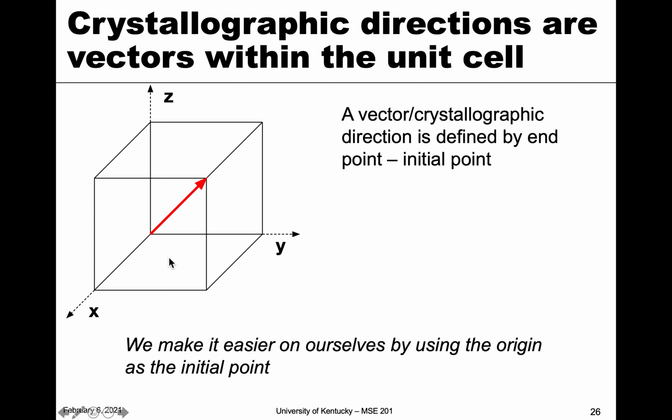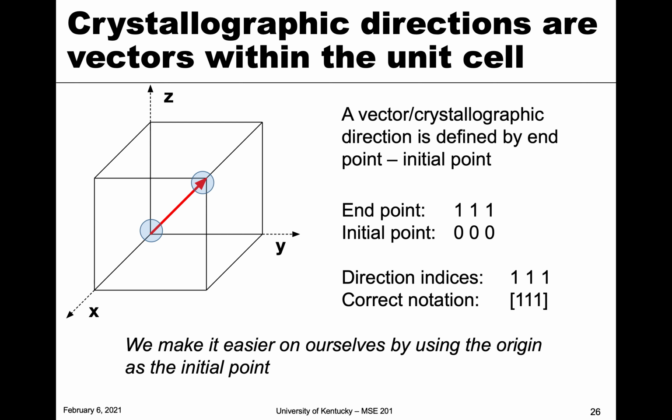So the easiest way to do this ourselves, if we're trying to determine the direction of this vector here, is to put the initial point at the origin. And we'll see why that is in a second. So we take the endpoint minus the initial point, and that gives us the direction. In this case, if we do the same process we did before, this point is 1, 1, 1, as you see over here. And then the initial point is 0, 0, 0, because it's the origin.